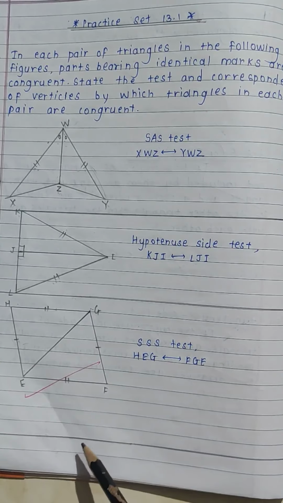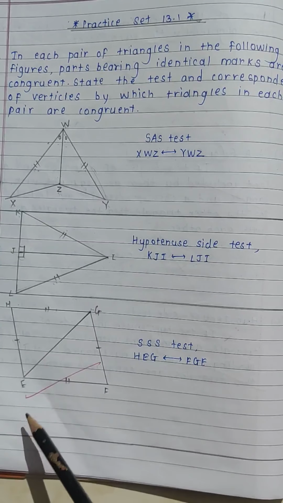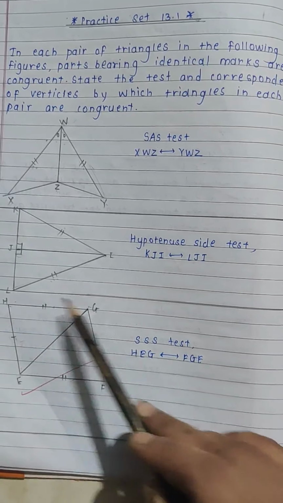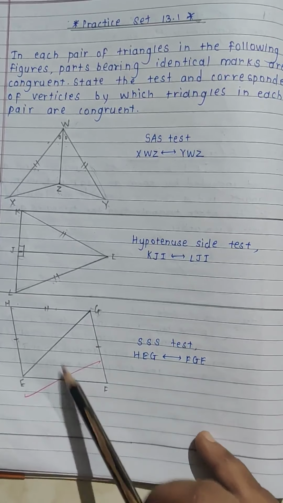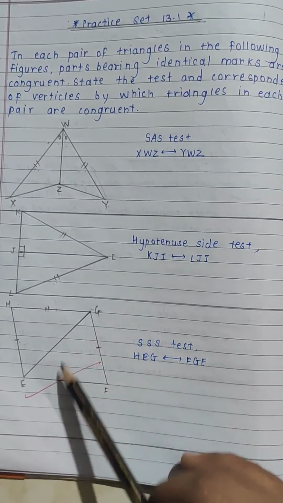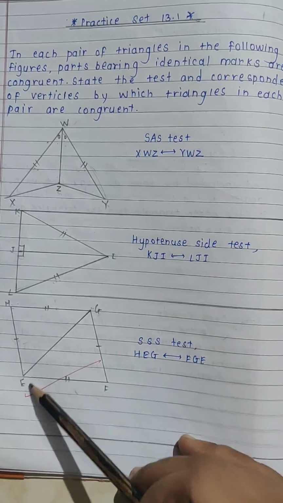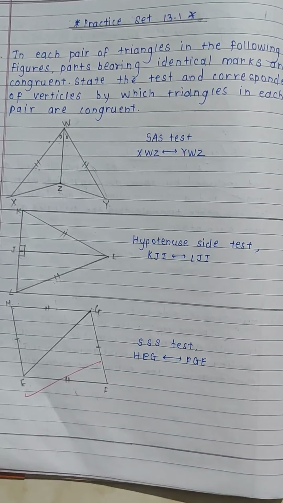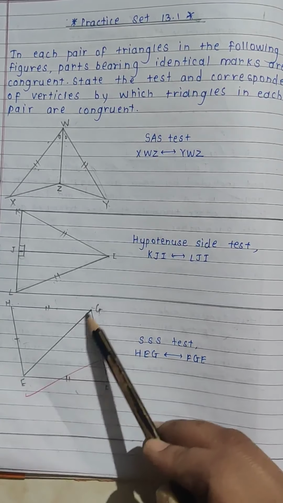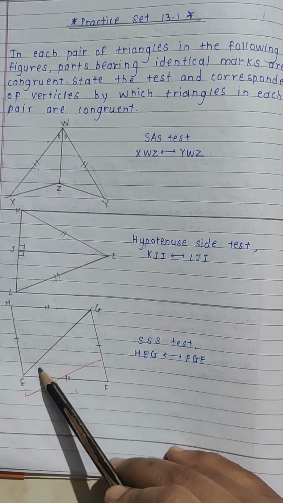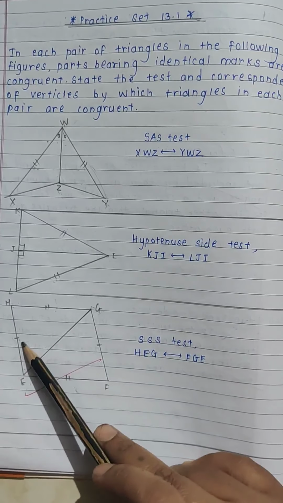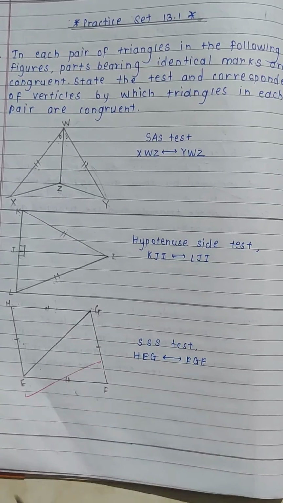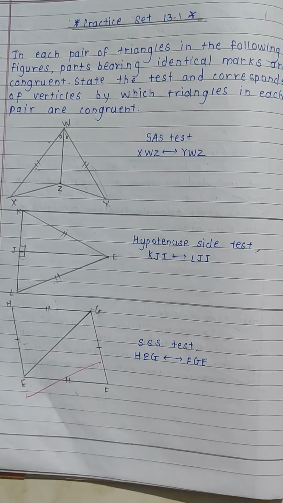The third sum is, they have shown a parallelogram in which it's divided into two triangles. HG and EF are having both same symbols. That means these two sides are equal. HE and GF are having same symbols. That indicates these two sides are equal. And EG is a common side in both of them. Now side, this the second side, and the third side is common. So we can say these two triangles are congruent by SSS test.